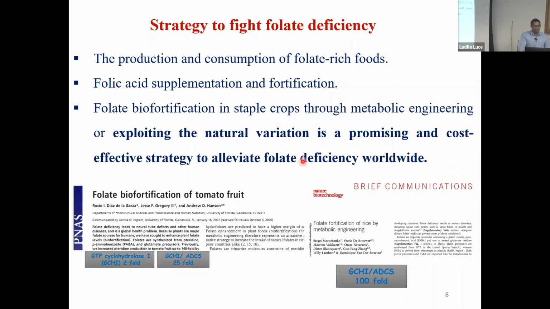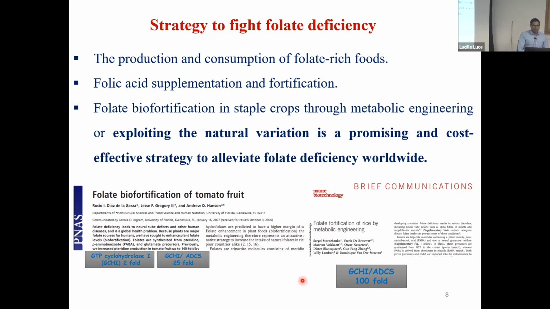The third one is folate biofortification in staple crops through metabolic engineering. It has been very successful, and it is a sustainable substitute, and it has been implemented in tomato and rice. In tomato, using the two rate-limiting enzymes of the folate biosynthesis pathway, GCH1 and ADCS, they were able to increase folate content almost 25-fold. In rice, they used a similar strategy and increased folate content almost 100-fold. But because of their transgenic nature, they are not in the market, because of consumer resistance and health concerns.